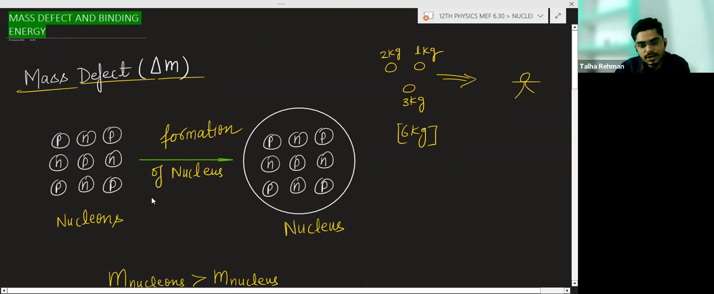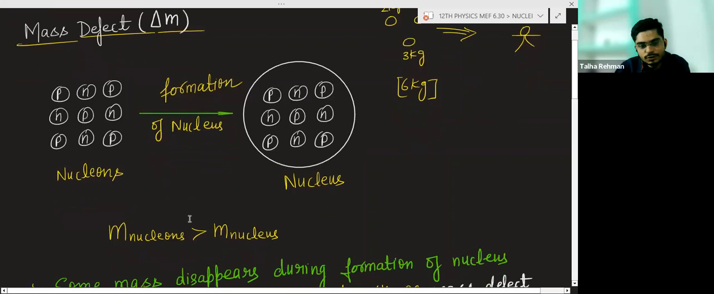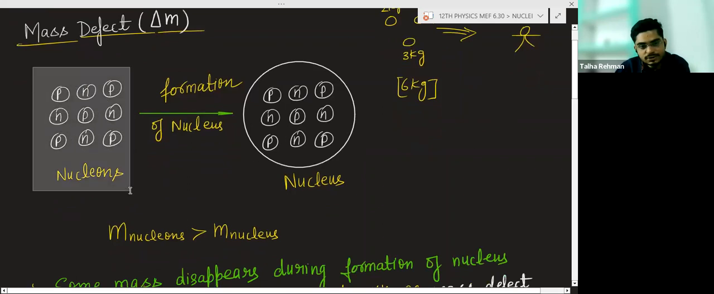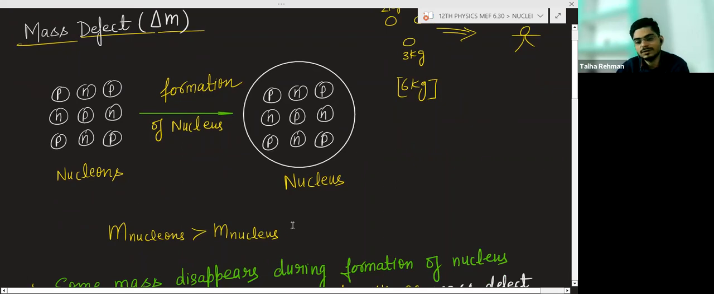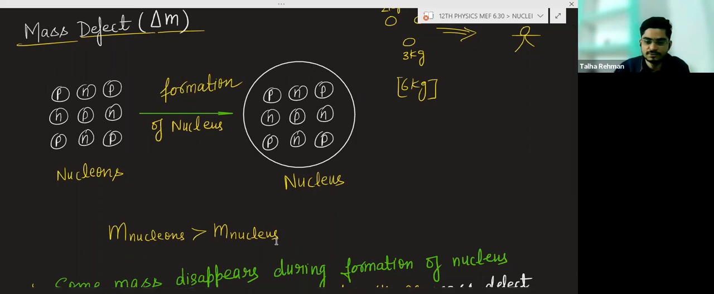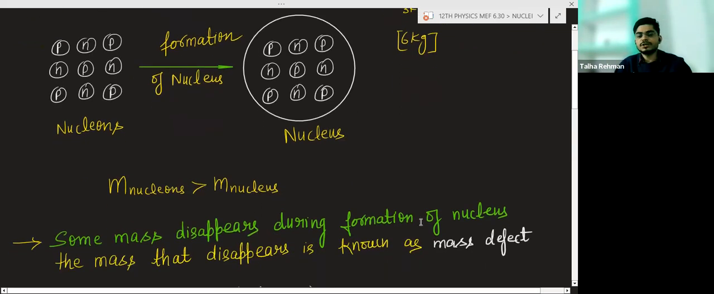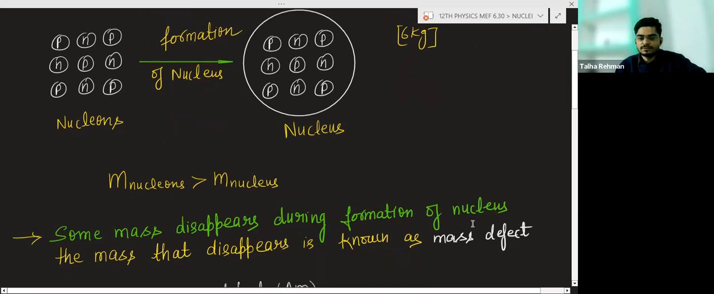These nucleons are combining to form a nucleus, but the mass of these nucleons is greater than the mass of the nucleus. It is found that the mass of nucleons is greater than the mass of the nucleus. So why is this happening? This is known as the mass defect. During the formation of the nucleus, some of the mass disappears, and that is known as the mass defect.